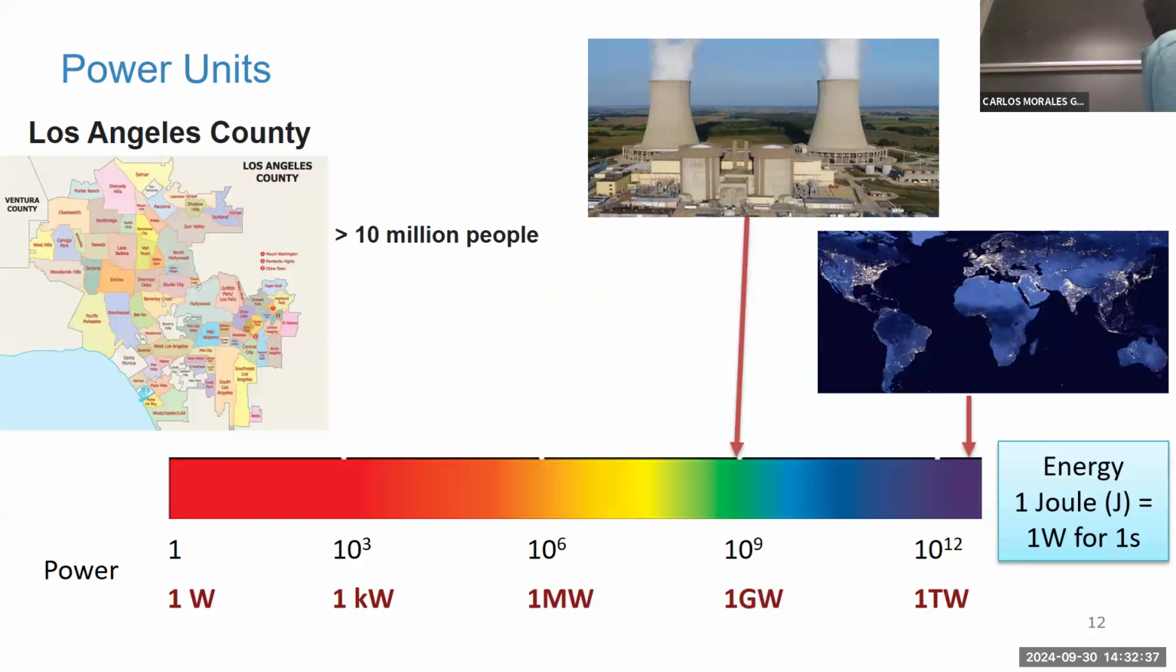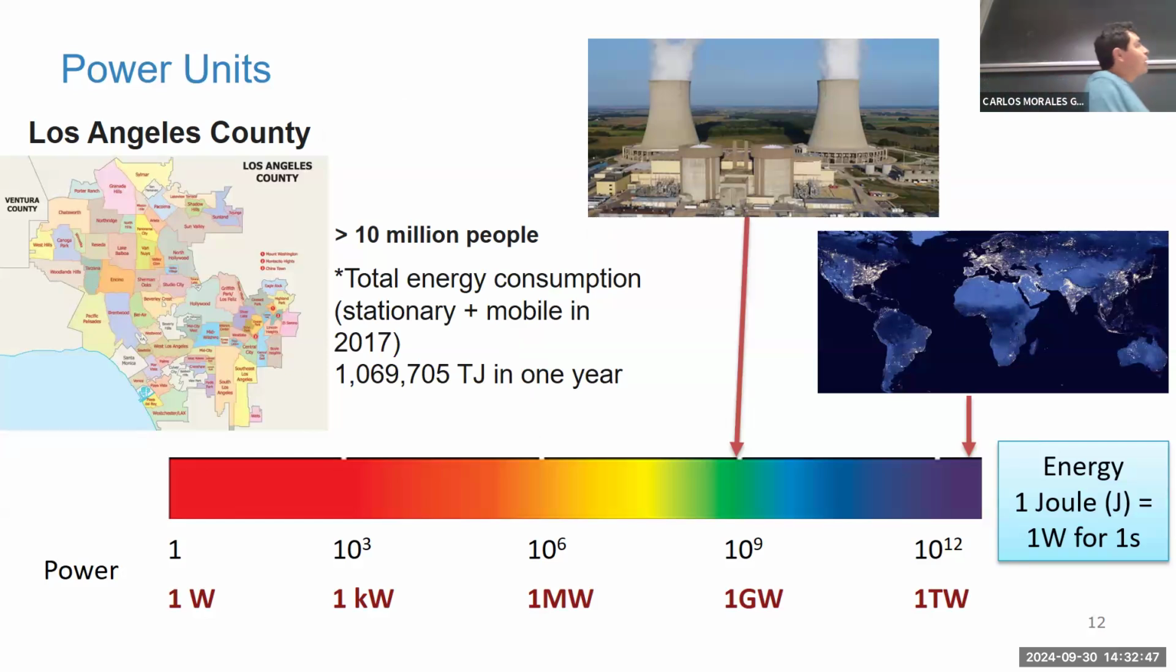Here in LA County, we have a little over 10 million people. So the question is, how much energy do we consume? This is total energy consumption, stationary and mobile, in 2017. That is this many terajoules in 1 year. Stationary means the energy you consume in industry or in your home. Mobile is the energy you consume in a car. So if you add everything together, that's how many terajoules we use in 1 year.